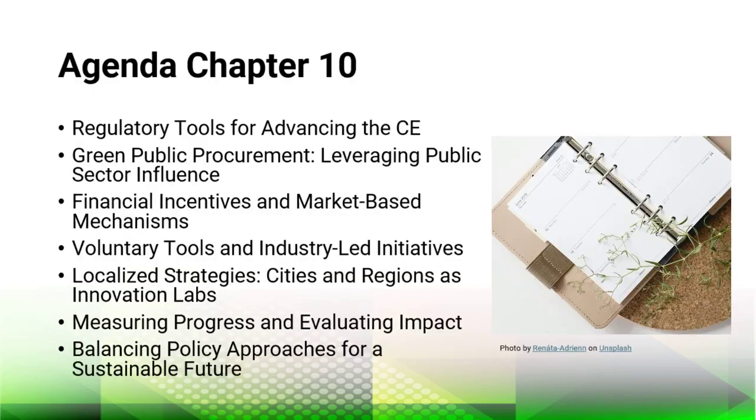In this chapter, we will explore the key building blocks for advancing the circular economy. First, we'll look at regulatory tools that set the legal and structural foundation, such as extended producer responsibility and legislative bans. Next, we'll discuss green public procurement and how the public sector can leverage its purchasing power to promote sustainable products and services. We'll then examine financial incentives and market-based mechanisms, including innovation grants, tax breaks, and deposit refund schemes, which make circular practices more attractive and viable.